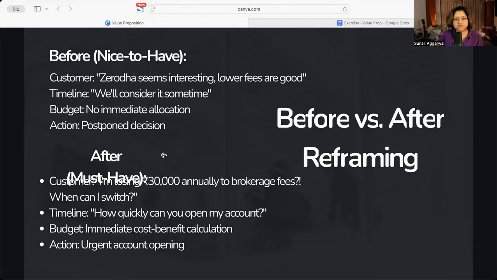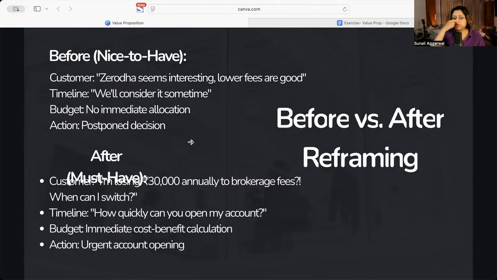Customer zero: Razor seems interesting. Lower fees are good. Timeline, we'll consider it sometime. Budget, no immediate allocation. And this was before they changed their value proposition. After they changed their value proposition, which they positioned as a must have, it became: you should subscribe to Zerodha immediately. Sign up with Zerodha immediately, a must have solution.